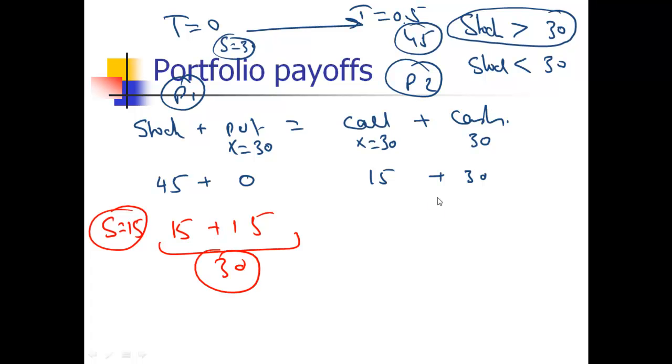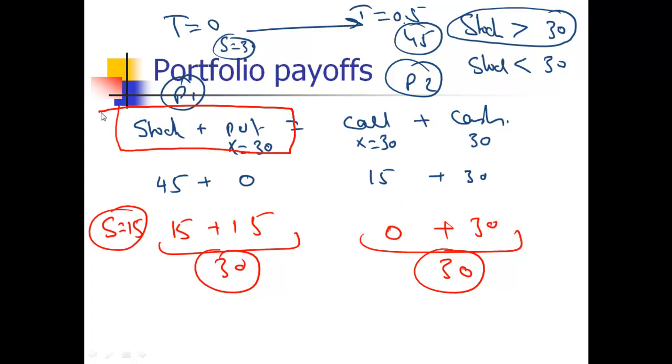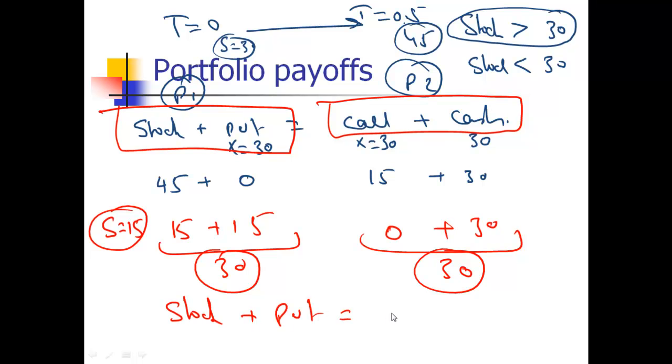30. What about on the right hand side? What's the call option worth? 0. What's the cash? 30. So what's this portfolio worth? 30. So notice that no matter what happens, portfolio 1 and portfolio 2 are the same. So can we write this equation down that the stock plus a put is equal to a call plus cash? How much cash? The same as the exercise price.